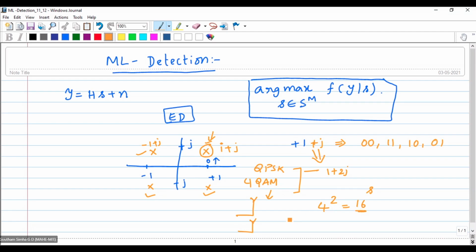Now we have 4 points, 4 QAM or QPSK has been used here. And what is the configuration? We have 4 squared, that is 16 possible candidates for the symbol S. So using a certain modulation method, it can be shown that the number of candidate vectors grows exponentially. Now, this is 2 cross 2. Suppose I use 128 cross 128, what happens to this 4 QAM? Look at the complexity of this 4 QAM or QPSK case.